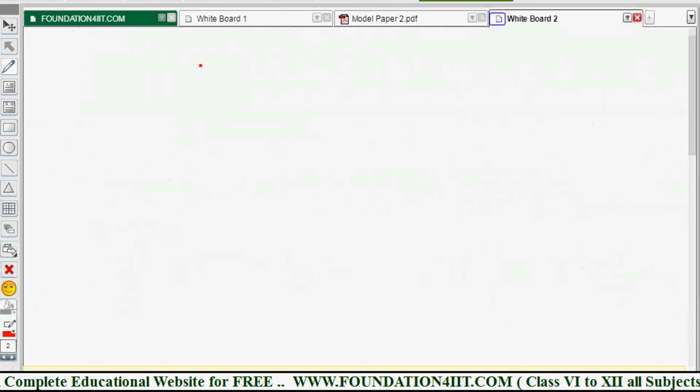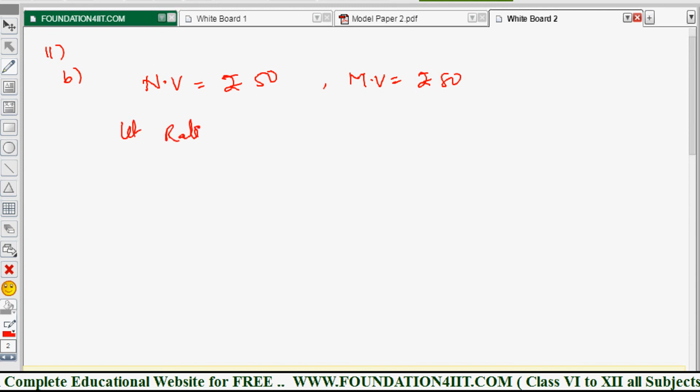Let us take the given data in this. As per the question, nominal value is given. So nominal value is equal to rupees 50 and market value is given, right? So market value is rupees 80 of one share. So let rate of dividend be X%, this one you need to find out. Let me take X%. Then always rate of dividend depends on the nominal value.